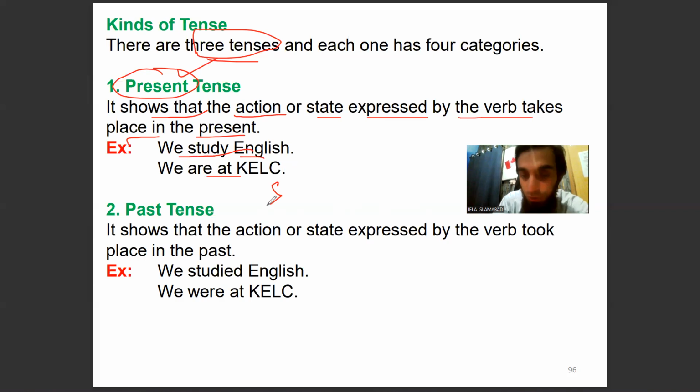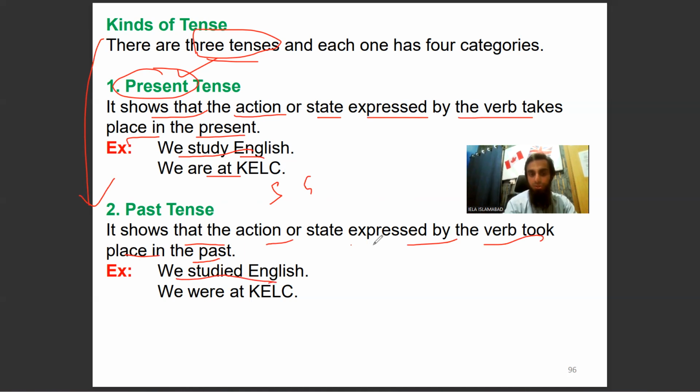Renoir. Sorry, Renoir. School one. Okay, let's suppose we say we are at school one, right? So this means we are at this position, and this is present time period. Now it also represents the past. It shows that the action or state expressed by the verb took place in the past.